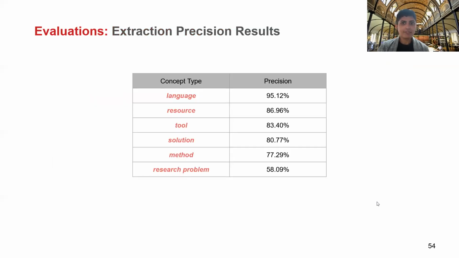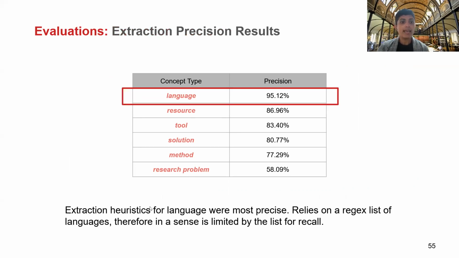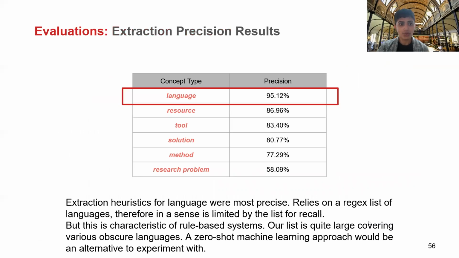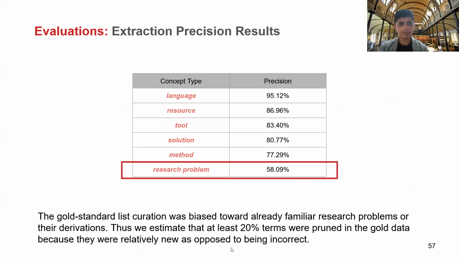All right, so on this slide, we present our results per concept type sorted in descending order of the extracted precision. We see that the extraction heuristics for language were most precise. This relies on a regex list of languages, therefore, in a sense, is also limited by this list for recall. Nevertheless, this is a general characteristic of rule-based systems, but our list is also quite large, covering various obscure languages. An alternative to our approach could be zero-shot machine learning.